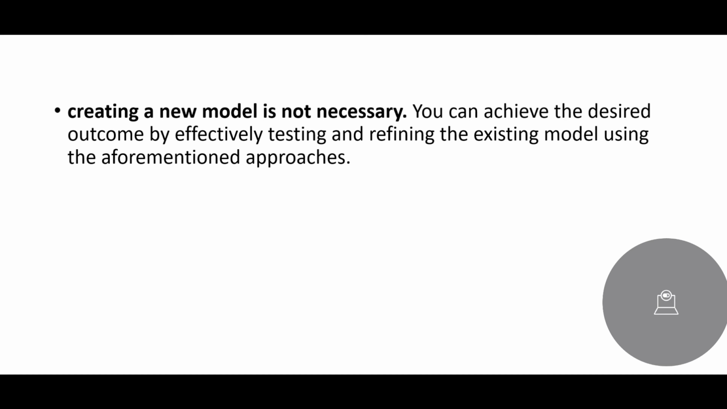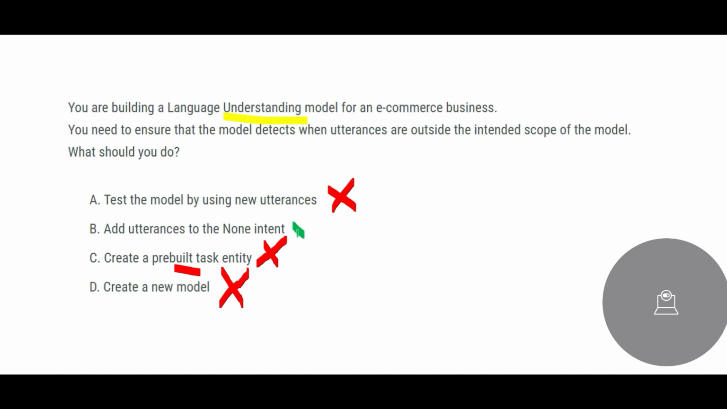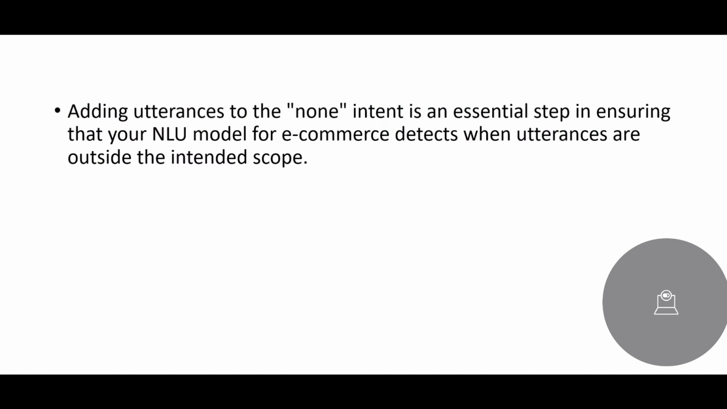So we can add utterances to the none intent. It is an essential step. It will ensure that your NLU model detects when utterances are out of intended scope. It will not hallucinate and still try to answer even if it does not know the answer.